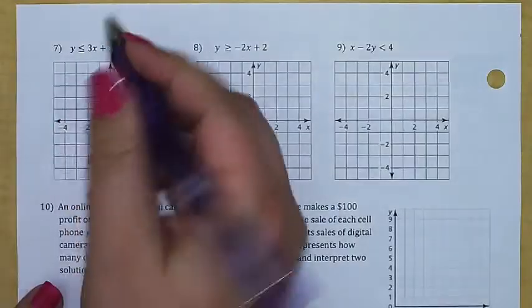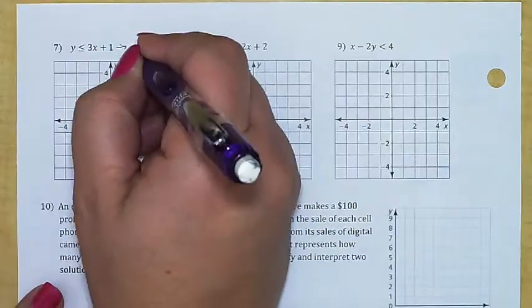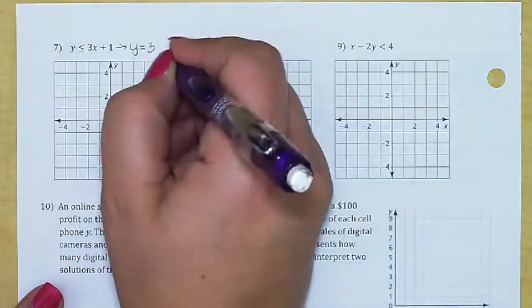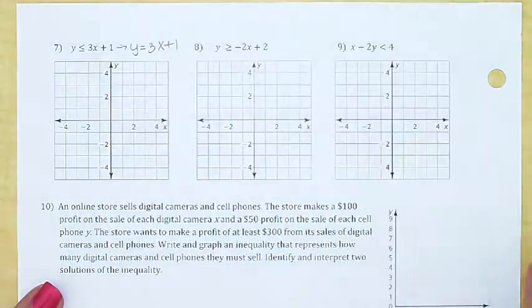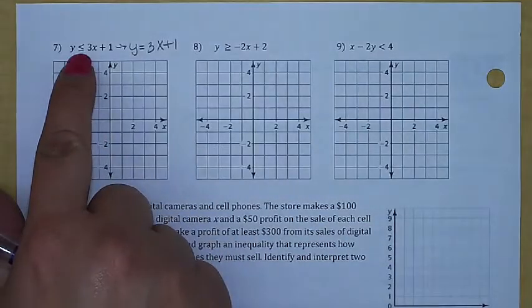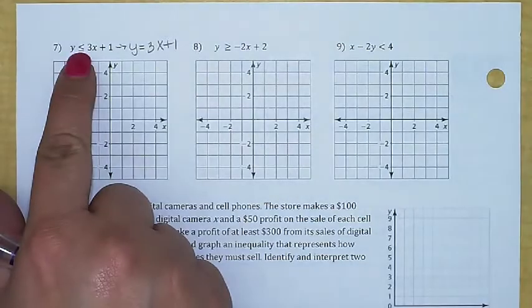So for just a moment, I am going to focus on the boundary line itself, which would be the y equals 3x plus 1 line. Okay, that would be our boundary line. And again, look at your sign because it does guide you. If I have that or equal to, I can make this a solid line.